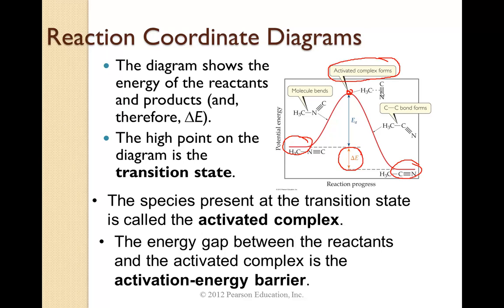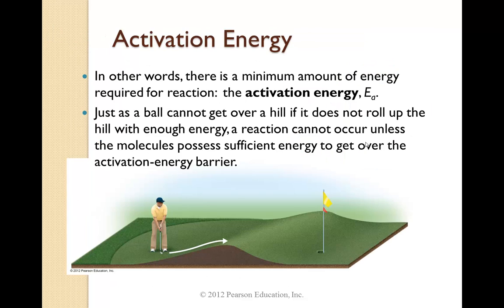The energy gap between the reactants and the activated complex is the activation barrier. In other words, there's a minimum amount of energy required for the reaction, and this is called the activation energy. E sub A is the abbreviation for it, and you're going to see that come up a lot. Just as a ball cannot get over a hill if it does not roll up the hill with enough energy, a reaction cannot occur unless the molecules possess sufficient energy to get over the activation energy barrier.